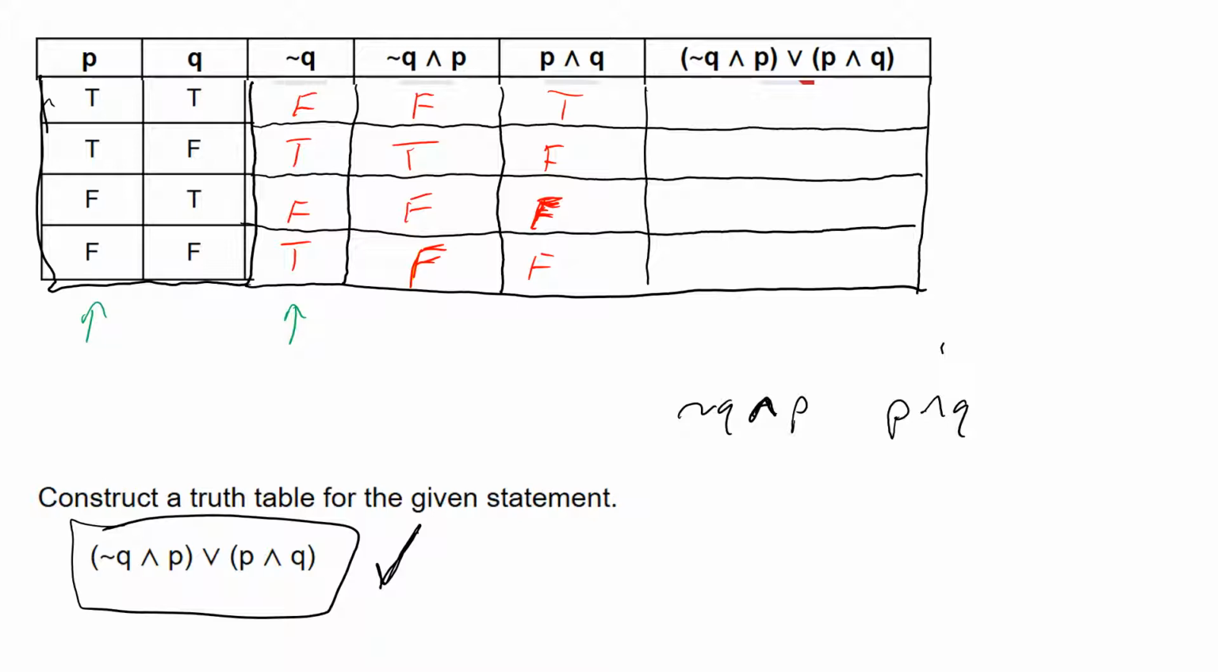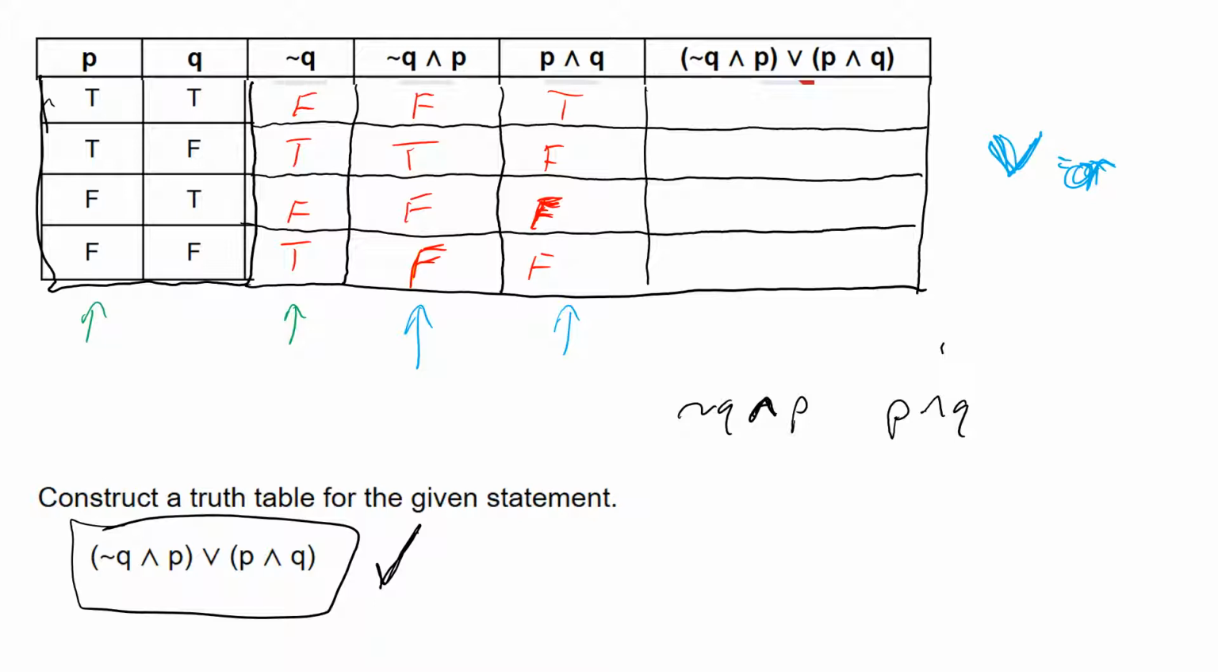Now we can fill in the last column, the answer. And so on the last column, we want not Q and P or P and Q. And so I should be looking at the not Q and P column, which is this one, the one that I'm identifying in blue. And then the P and Q column is this one. And so we're looking at these two columns, and those two columns are connected with this symbol. That's an OR symbol. And OR will be true as long as one of them is true, either one. And so as long as one of them is true, we'll put true.